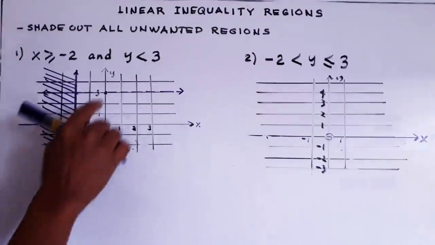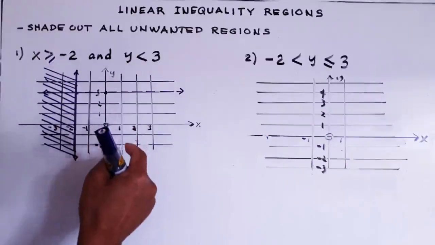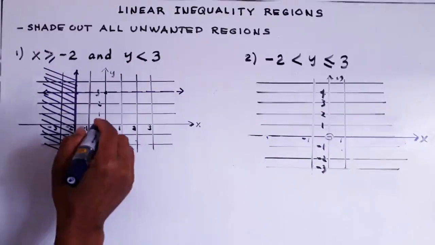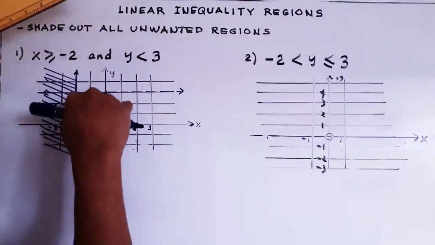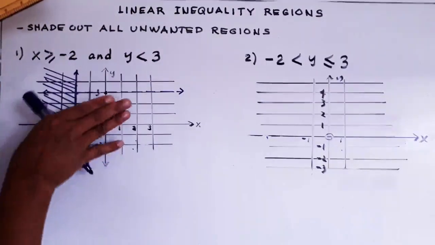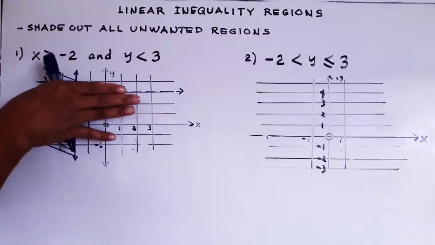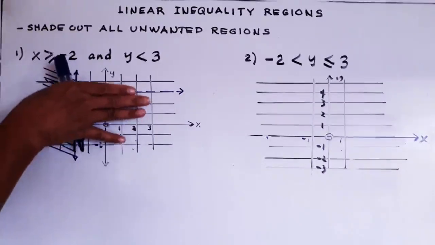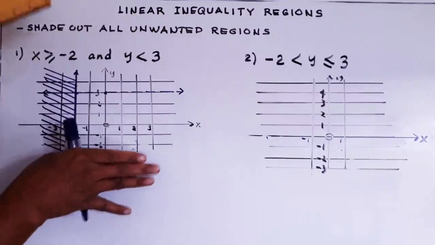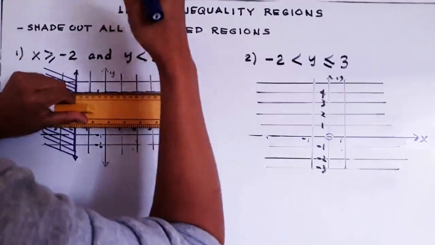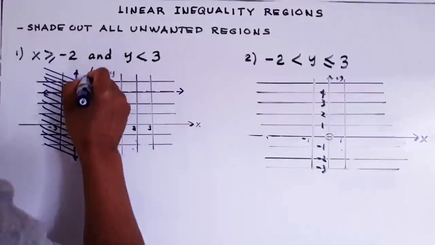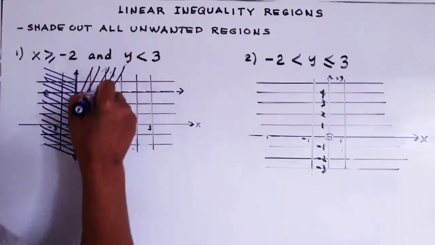Okay, let's have y less than. So where's the y? True values of y will be down. So this one is the wanted region. You want this one because this one is the wanted region. All the values of y will be here, downward. So we are going to shade the upper part because that is the unwanted. So we are going to shade it.